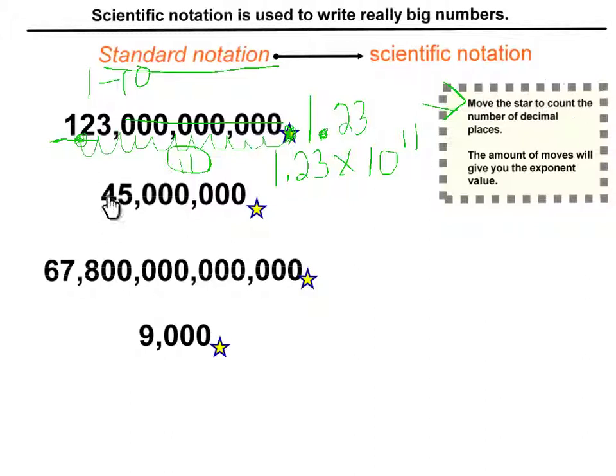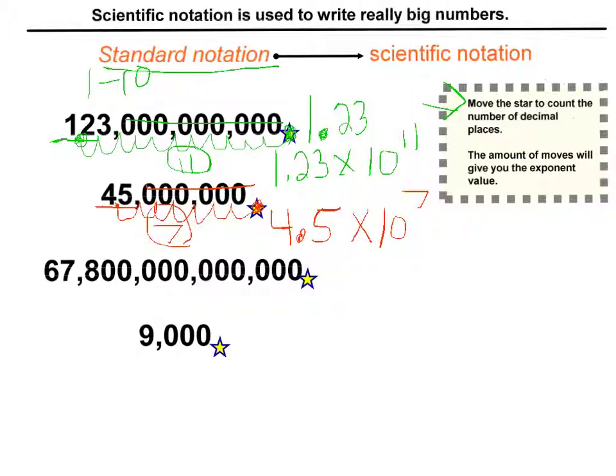We have 45 million. So, again, I need to move this decimal all the way to right here so that it's between 1 and 10, 4.5. So here we go. 1, 2, 3, 4, 5, 6, 7. I moved it 7 places. And now what I do is I write 4.5. I chop off my zeros and I do times 10 to the 7th power because I moved it 7 places.